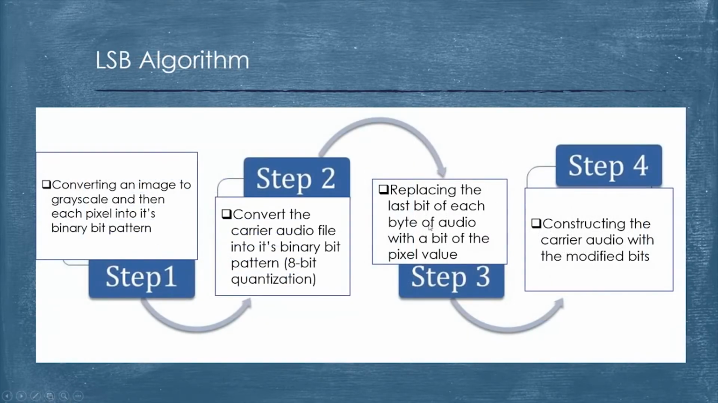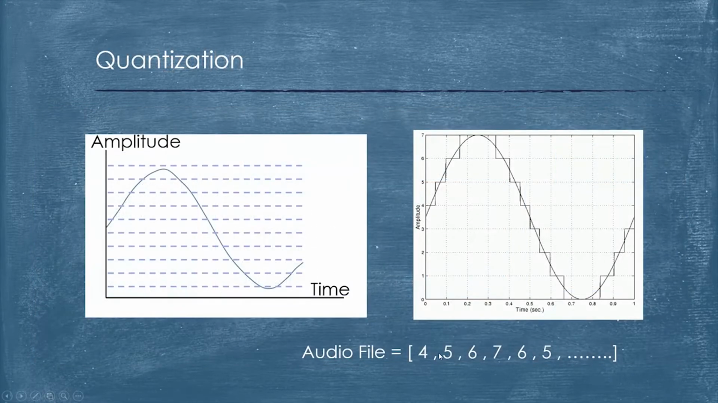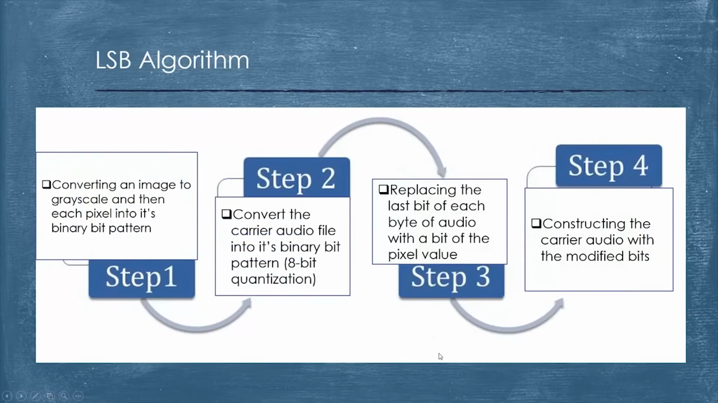In the next step, we replace the last bit of each element of this array with a bit of the pixel binary value. So each bit will go into the last bit of each byte of the audio file. After the levels have been modified, the carrier audio file is constructed.